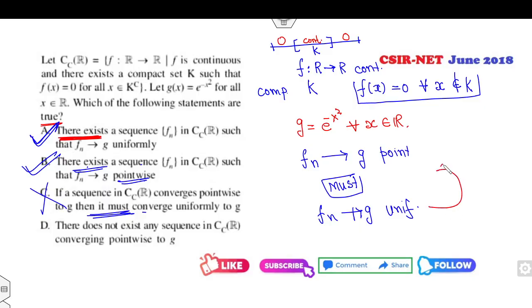However, the converse is true. If somebody says a sequence converges uniformly, then it must converge pointwise. That's the correct statement. There does not exist any sequence which converges pointwise. That's wrong, because we have obtained it in the second part. There exists a subsequence.